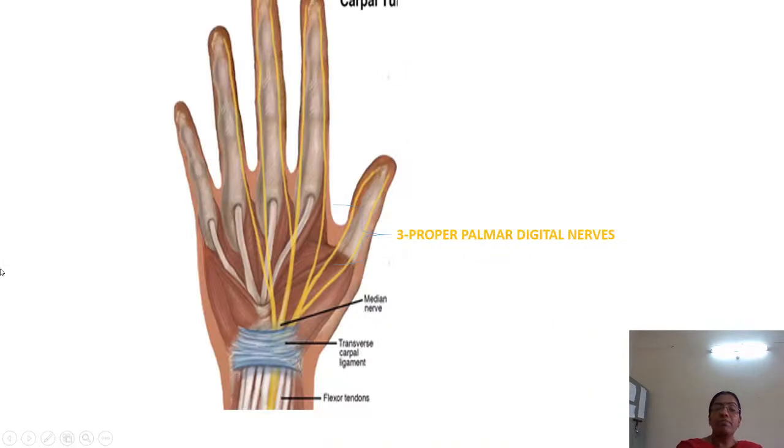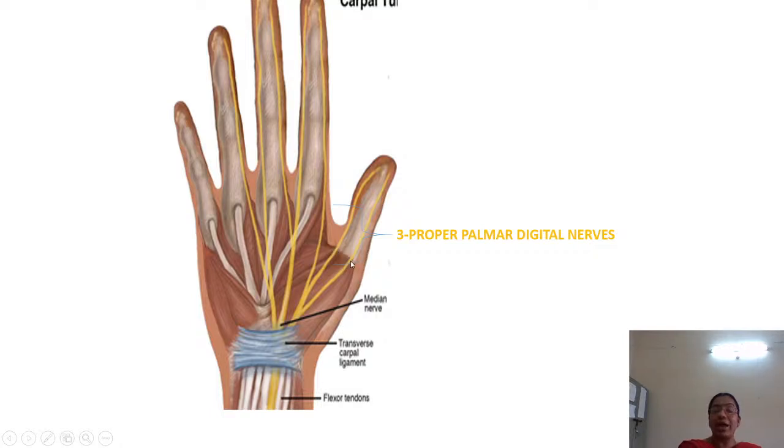First, the lateral branch. So this is the median nerve. First, we have an orientation. It has entered beneath the flexor retinaculum, given a recurrent branch to the thenar muscles, and divided into lateral and medial branches. The lateral branch of the median nerve gives three proper palmar digital nerves. The three proper palmar digital nerves supply either side.